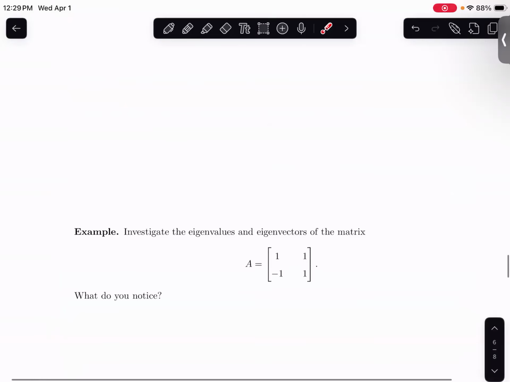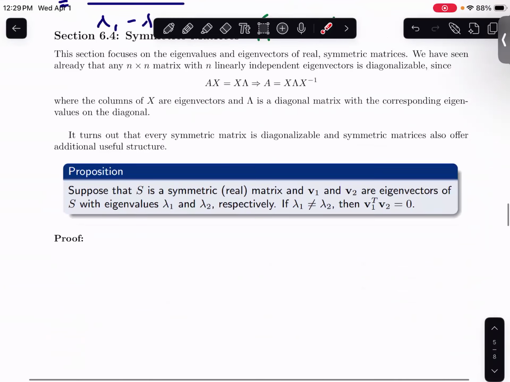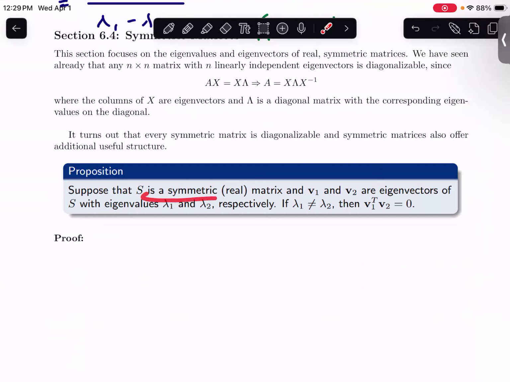The first thing we're going to prove in that vein is that if we have a symmetric matrix with real entries and eigenvectors v1 and v2, then as long as lambda 1 and lambda 2 are different from one another, v1 and v2 are going to be orthogonal to one another.